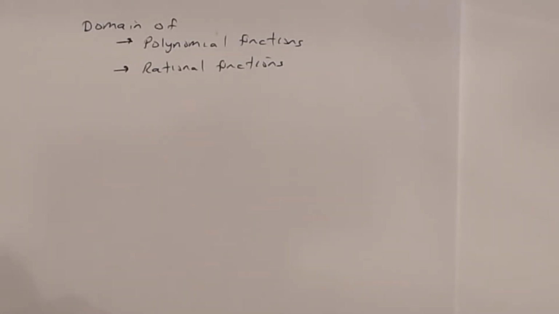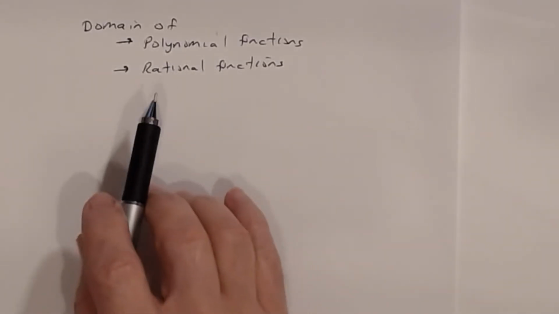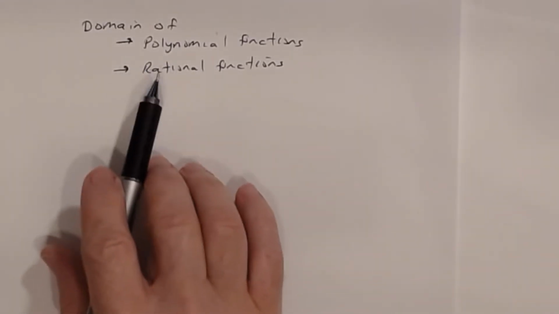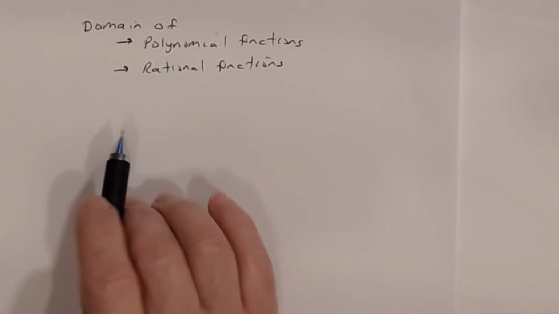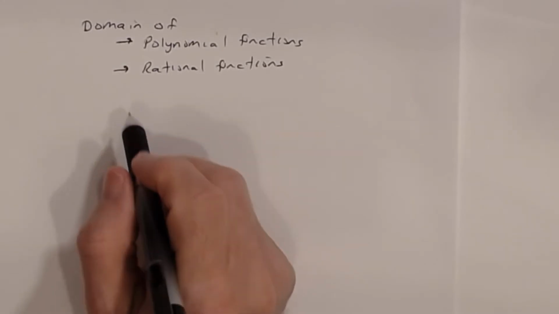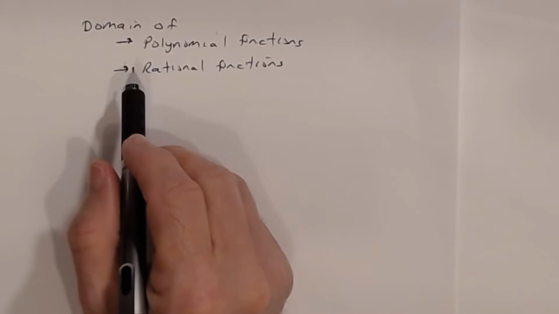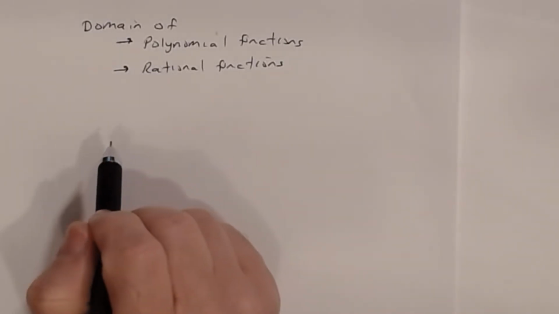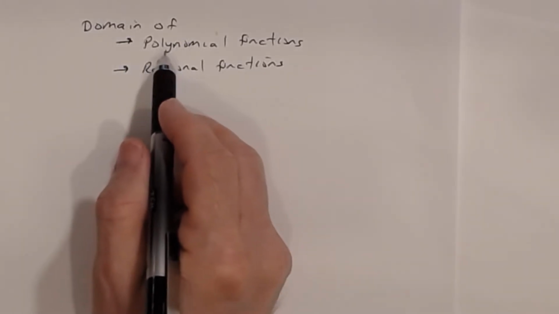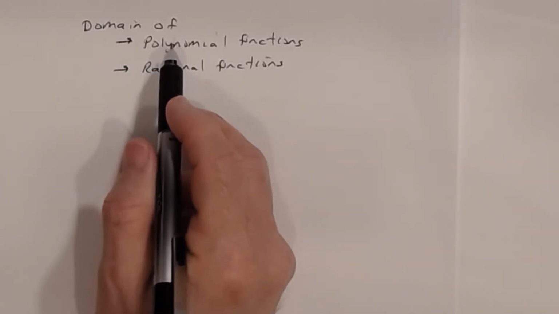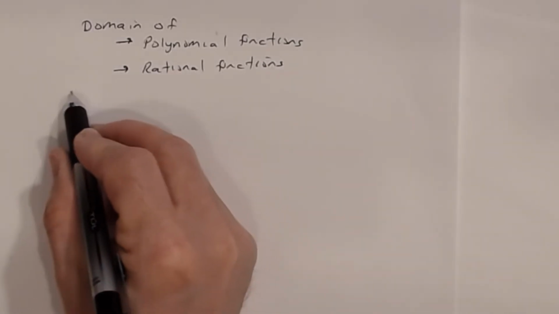Okay, so we're going to now talk about the domain of polynomial functions and rational functions. And in this lesson, that's all we're going to look at, just polynomial and rational functions. For the next 2 to 3 weeks, you're going to be focusing mainly on polynomial and rational functions. So first of all, let's look at examples of polynomial functions, what makes them polynomial functions, and how to find the domain of polynomial functions.